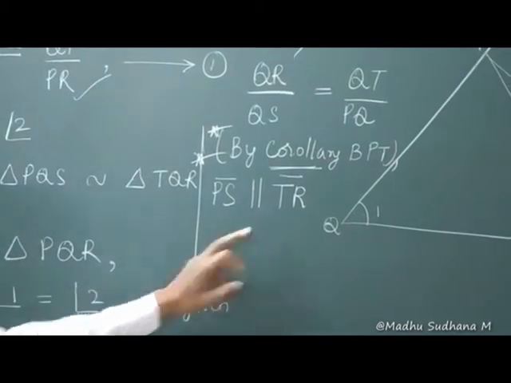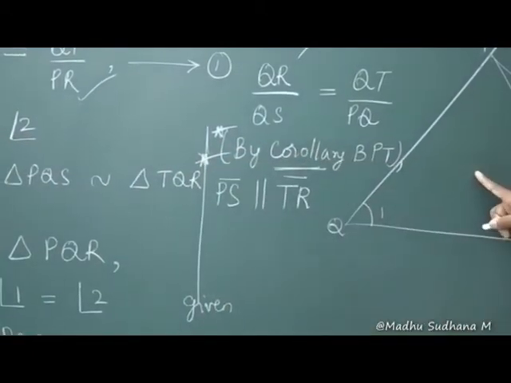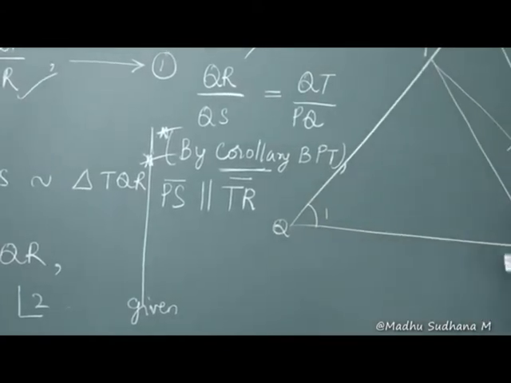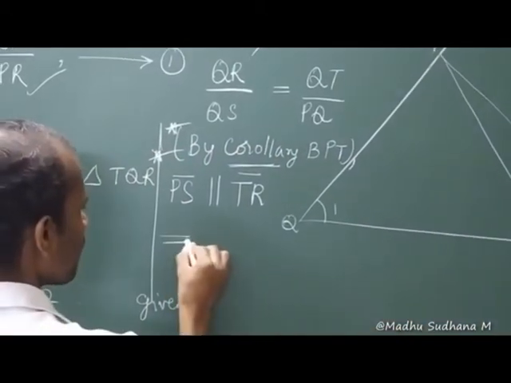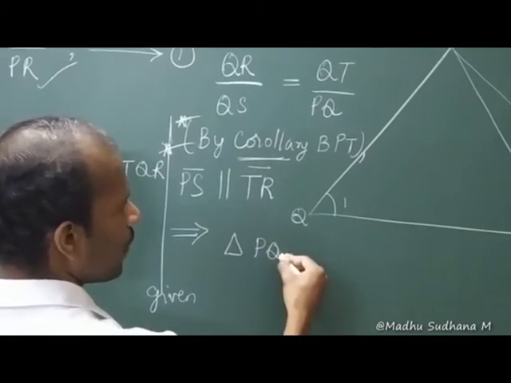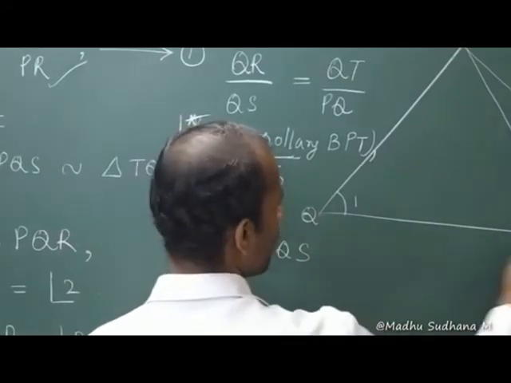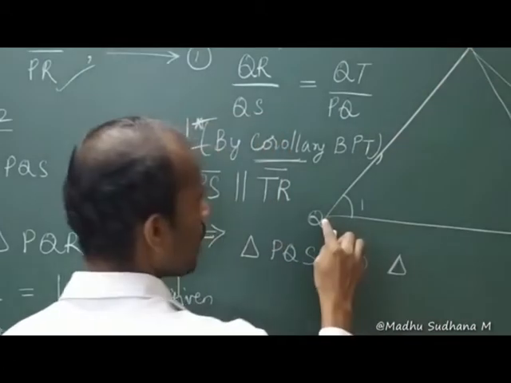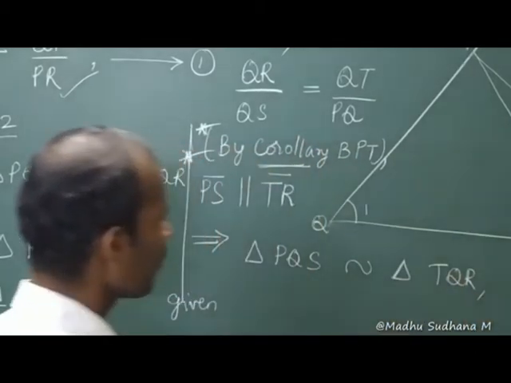From the proof of the BPT, we can say that triangle PQS is similar to triangle TQR. So this implies, please observe, triangle PQS is similar to triangle TQR. Followed it?